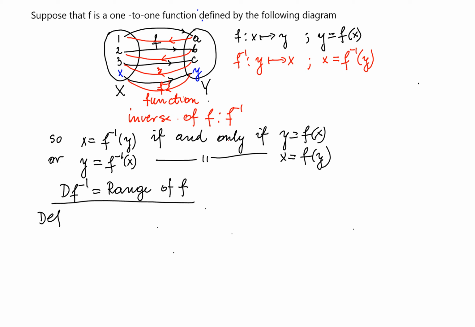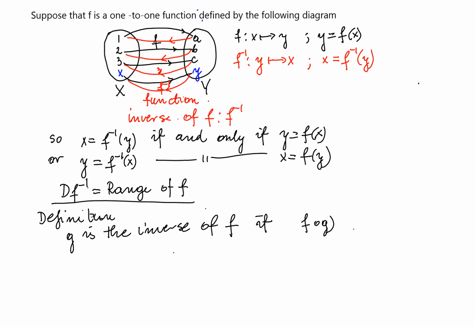We'll finish here with the formal definition of the inverse function. We'll say that function g is the inverse of f if two conditions are satisfied. The first, the composition of f and g is the identity function. It means that the function takes input x and returns as output the same value x. This is happening when x is in the domain of g.